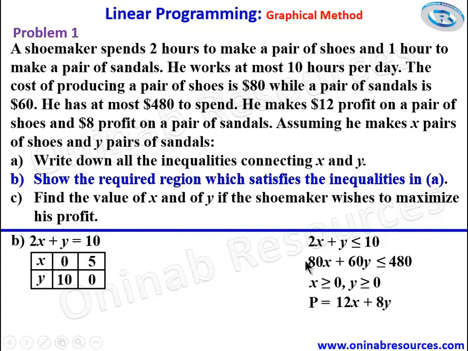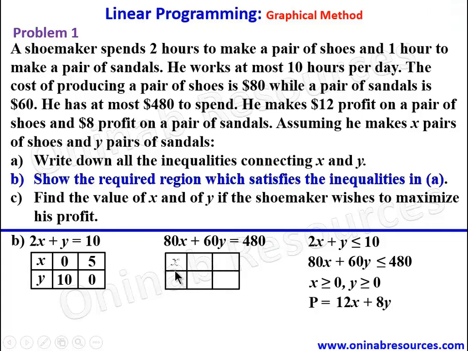And for the second inequality, we have 80x plus 60y is equal to 480. Then we have our table. This is x, this is y. When x is 0, this is gone, so we are going to have y to be 8. Also, when y is 0, this is gone. This is 80x is equal to 480, and our x is 6.